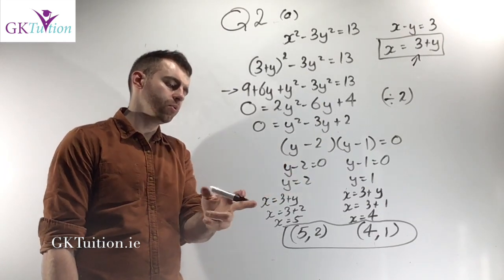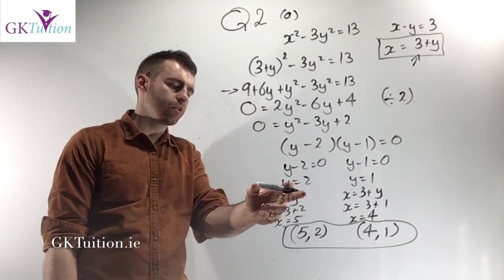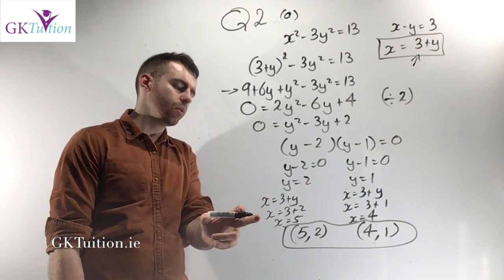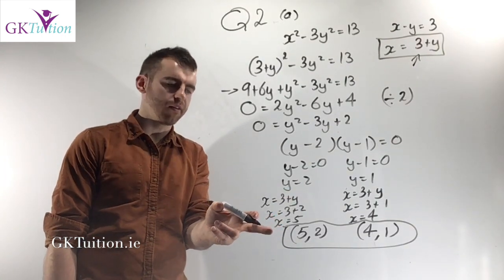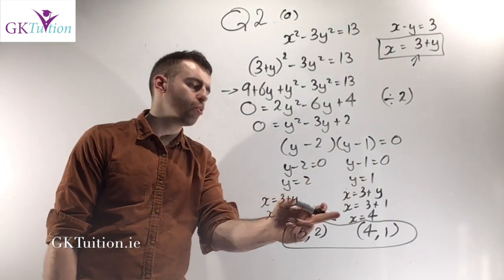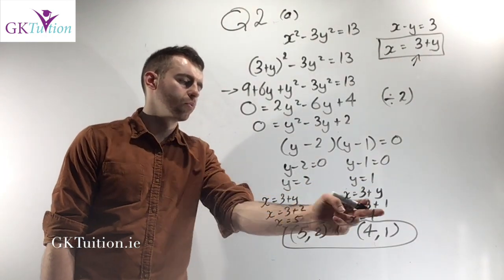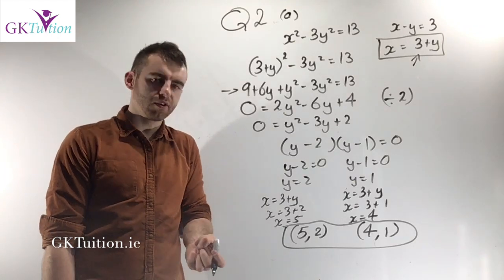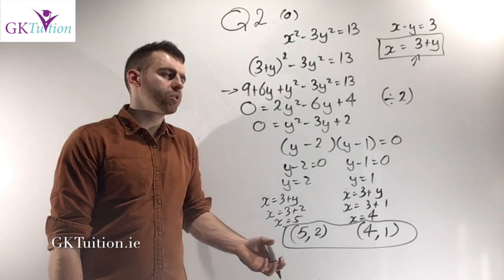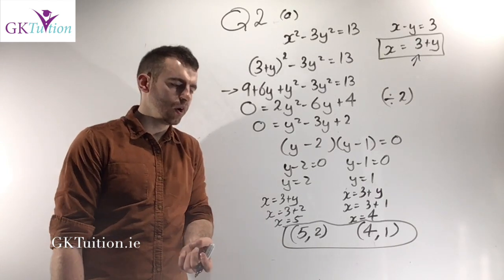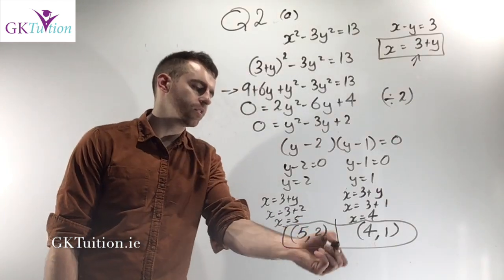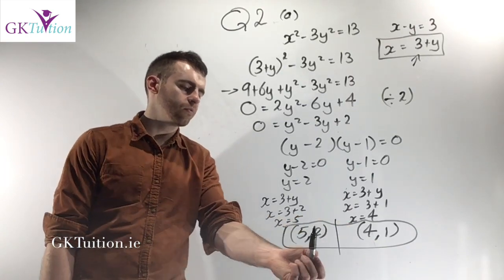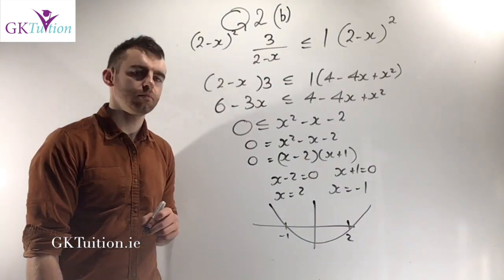If y equals 2, I can use the fact that x equals 3 plus y in order to work out x. In the scenario where y is 2, x is 3 plus 2, or in other words 5. In the scenario where y is 1, x is 3 plus 1, or in other words 4. Now there was nothing in the question to indicate that you should leave your answers as coordinates, but just to be safe, when you're dealing with x's and y's, I usually tell students there's no harm, you definitely won't lose marks for writing it as a coordinate. So I wrote my answers as (5, 2) and (4, 1).